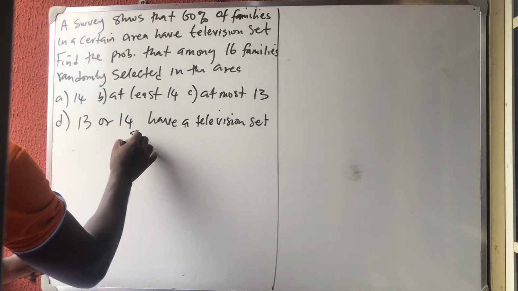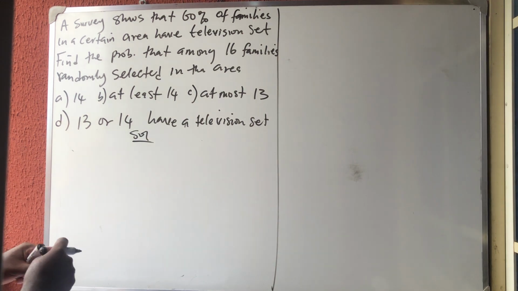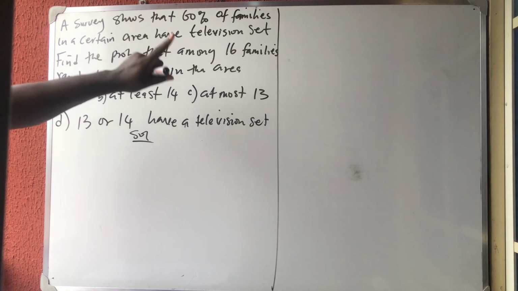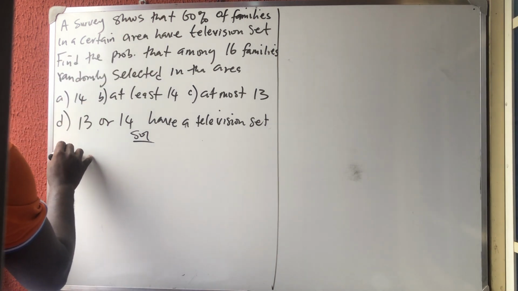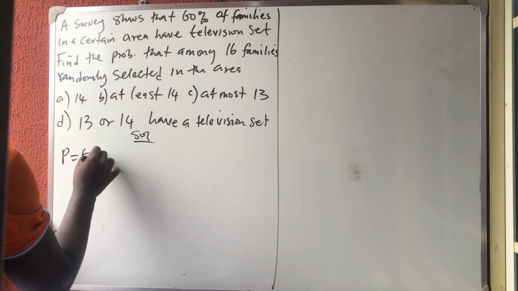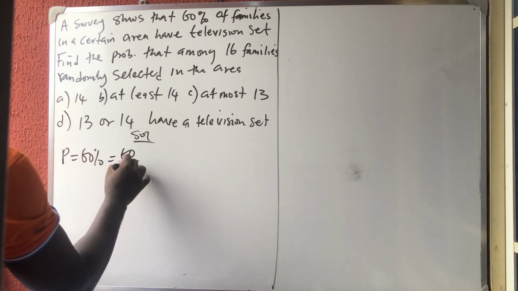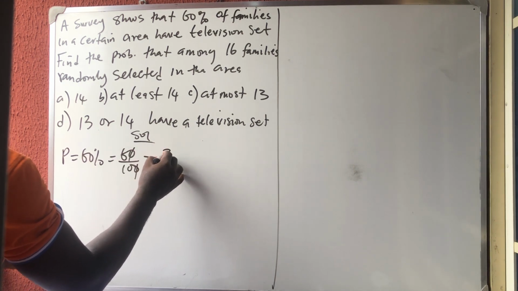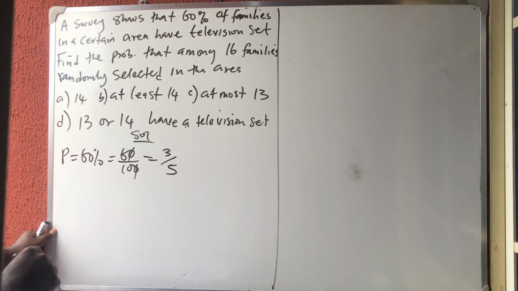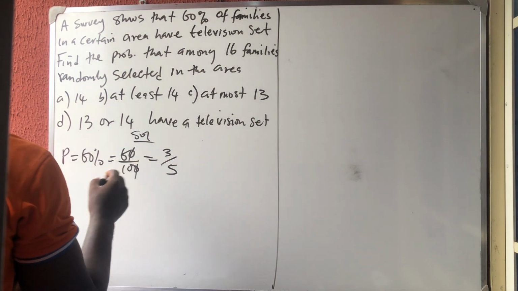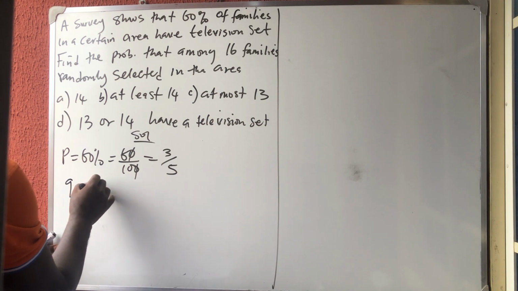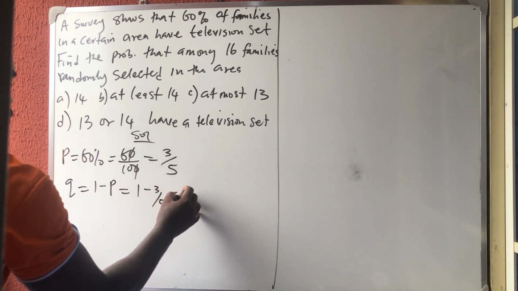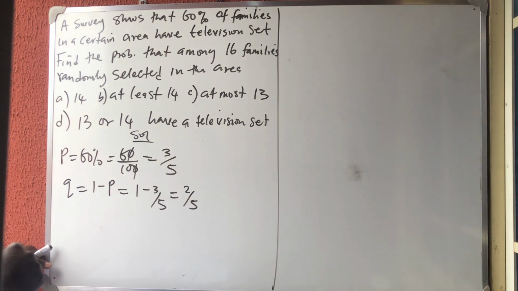Okay, solution. This is very simple. They say that a survey shows that 60%. So I've gotten my P. My P simply means 60%, which is 60 over 100. Zero cancels zero, 2 here, 3, 2 here, 5. So my P is 3 over 5. And then my Q is simply 1 minus P, which is 1 minus 3 over 5, which is 2 over 5. I've gotten my Q.